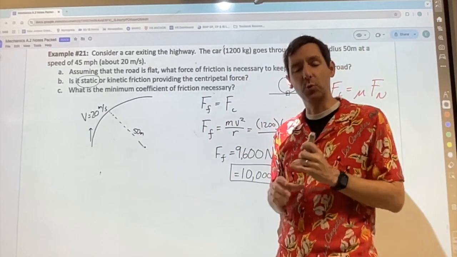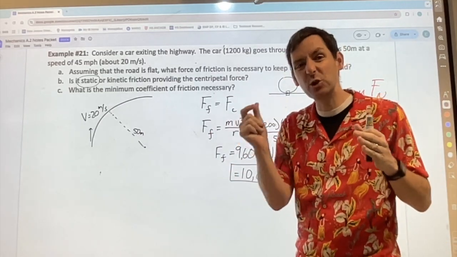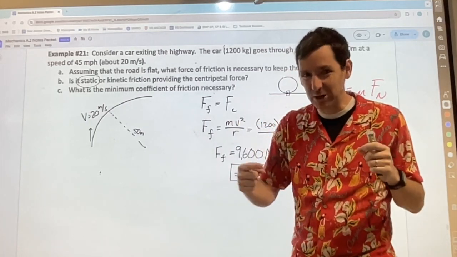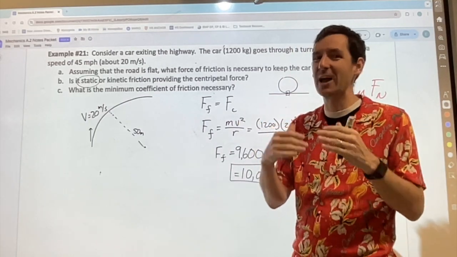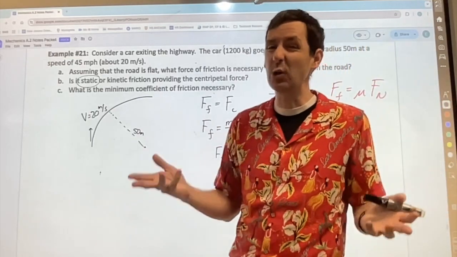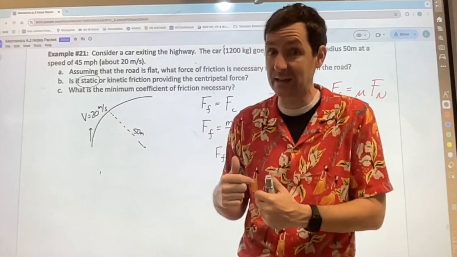Now, static friction is stronger than kinetic friction. That's why when you watch movies or whatever, you see cars, they're making a turn, and as soon as they start sliding, they're done for, right? Because the kinetic friction, the sliding friction, is not as strong as the static friction. So as soon as you start sliding, you're likely going to keep sliding until you get to a certain point where the static friction can kick in again.